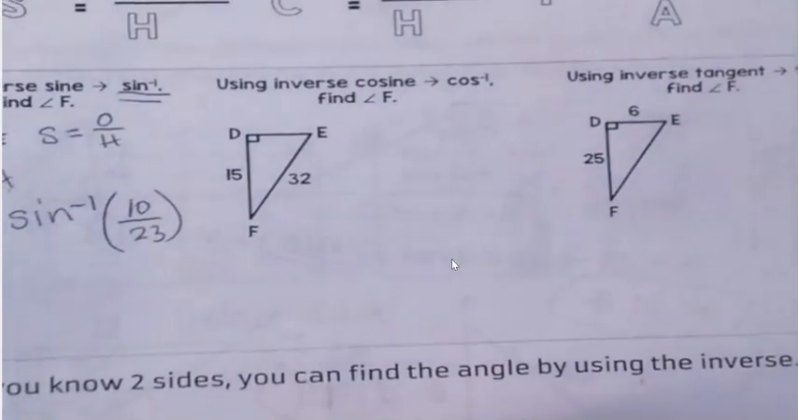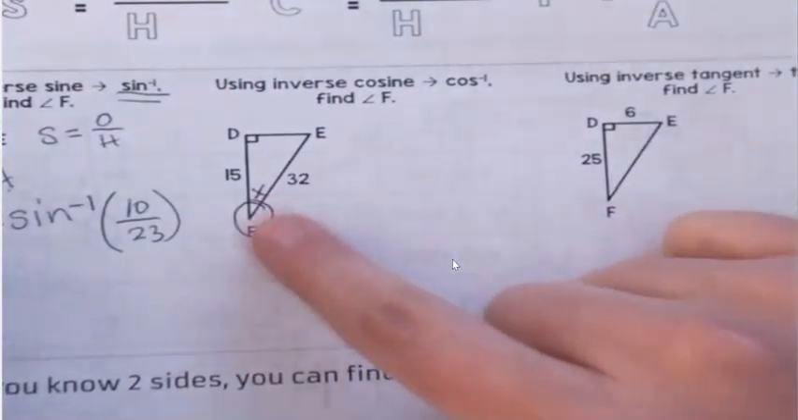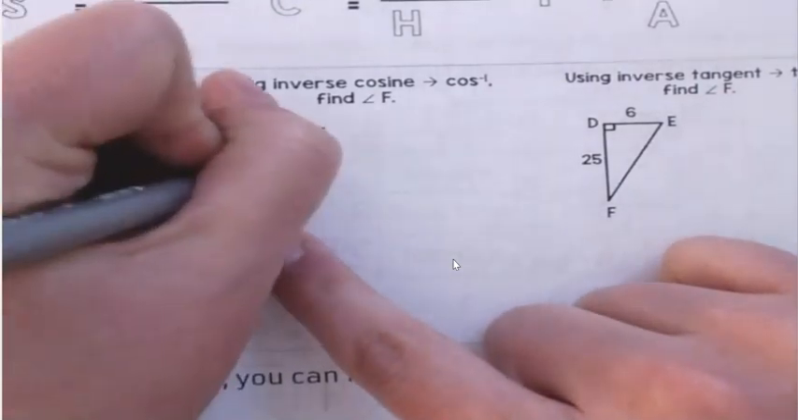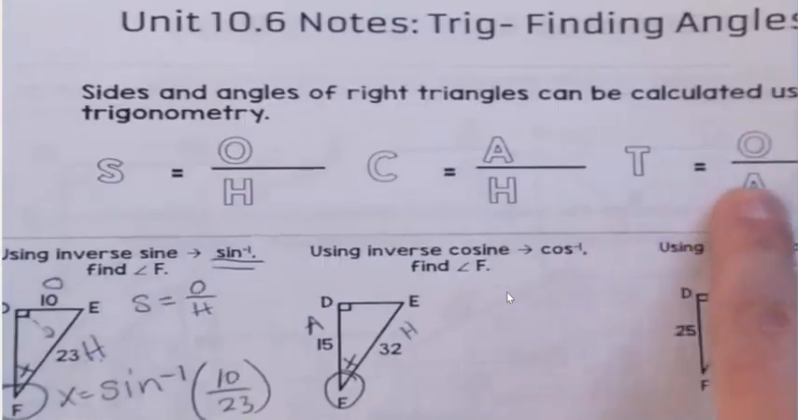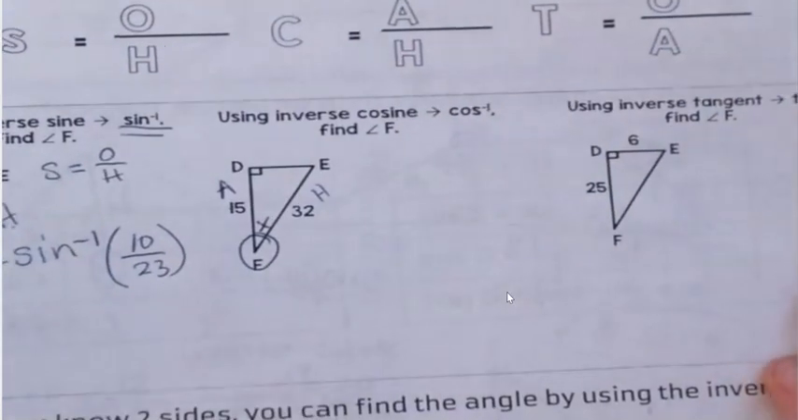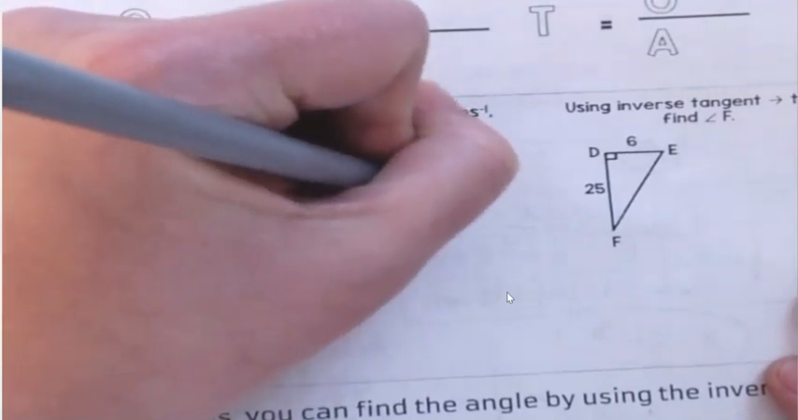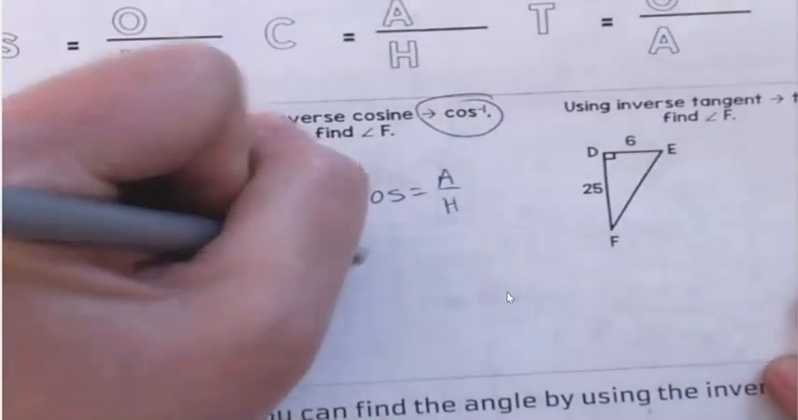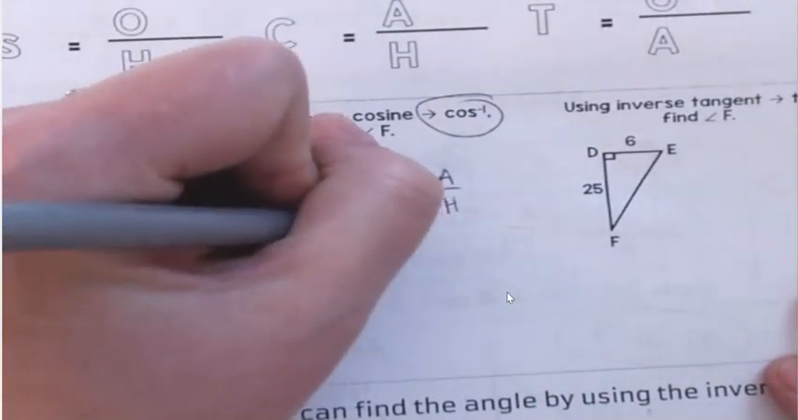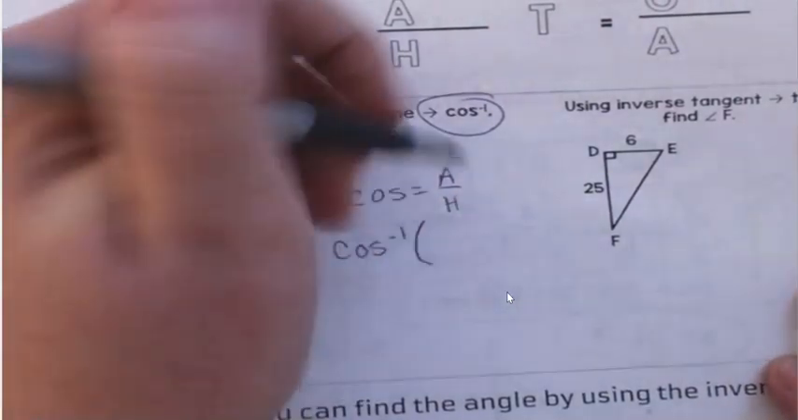Alright, so we're going to continue to follow this process. F is the angle we're looking for, so I'm going to put an X there because we are looking for an angle. And then A and H. Alright, so we have A and H labeled, and you look up here and you're like, alright, which one am I going to use? This one only has A and H, so caught another hippie. I'm using cosine. Alright, and then notice it says you use the inverse to find F. So the cosine inverse of this, A over H. Alright, A is 15, H is 32.